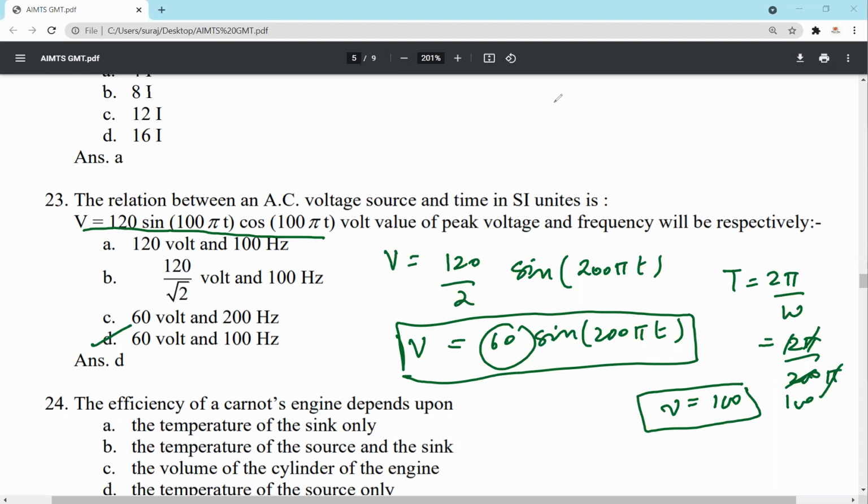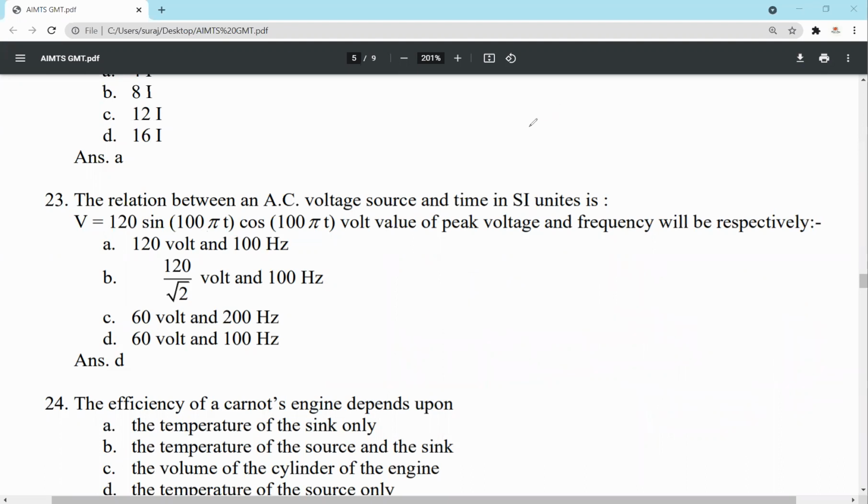Coming to question number 24, what is given here? Efficiency of Carnot engine depends upon temperature of sink only. Wrong. Temperature of source and sink. Yes. Depends on the ratio, right? Source and sink. Question number 25.